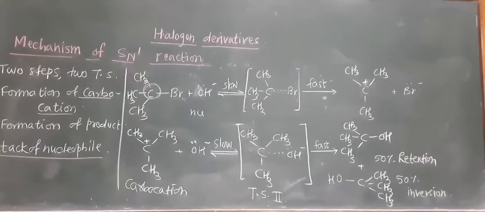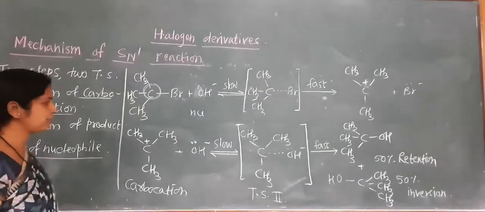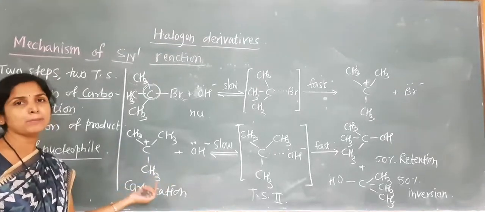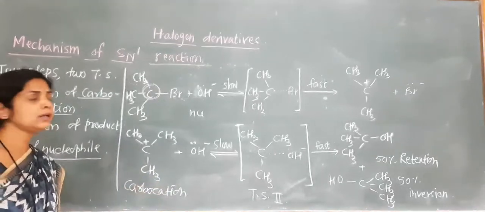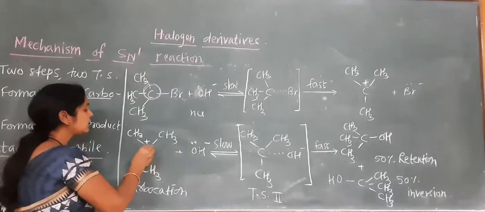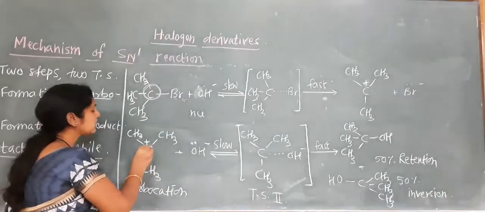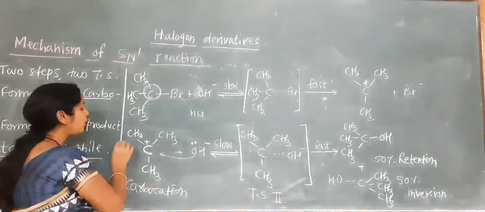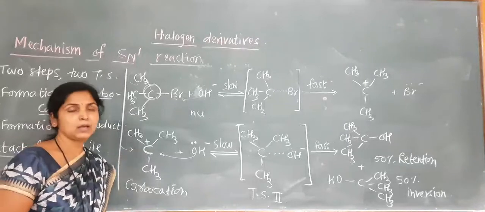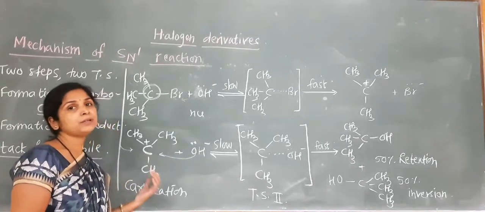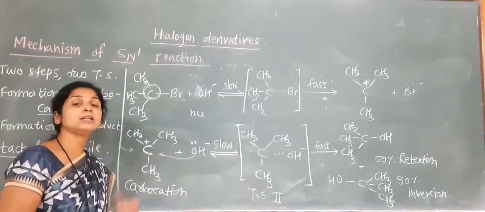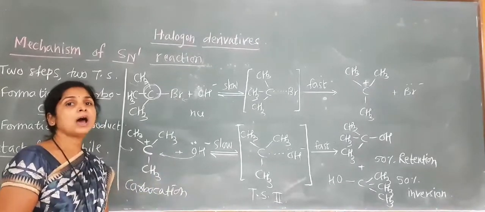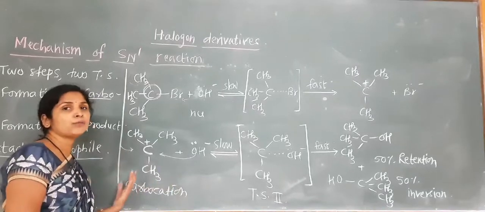So now we will move forward towards the second step. In the second step, when this nucleophile approaches this carbocation, as this carbocation has its characteristic structure, it may attack from the front side or from the back side. So we may say that after the formation of the carbocation, the nucleophile can approach either from the front side or from the back side.